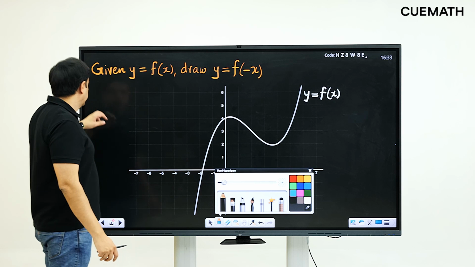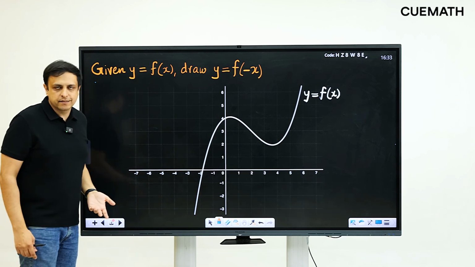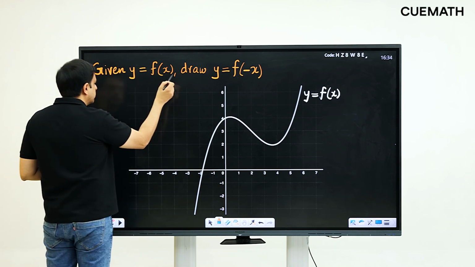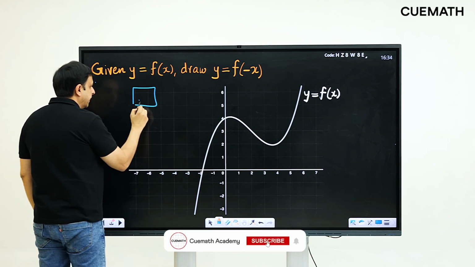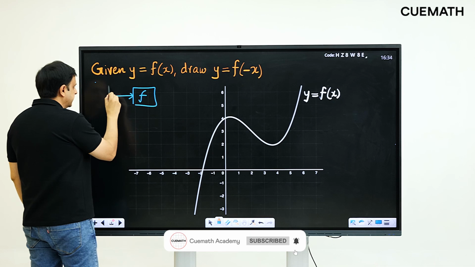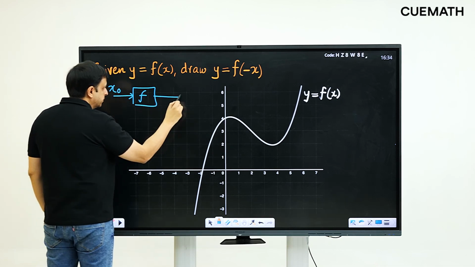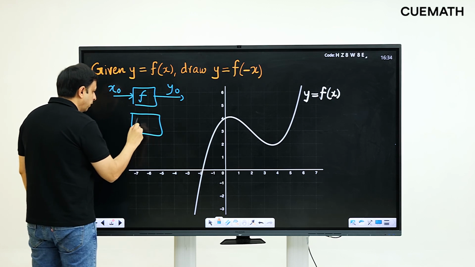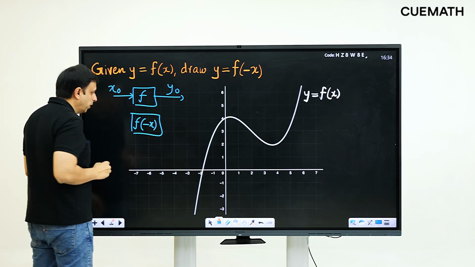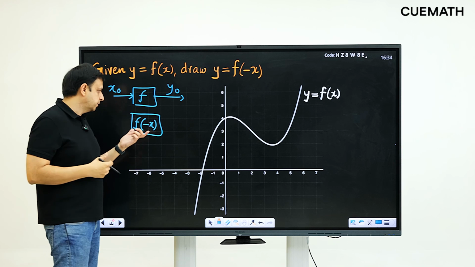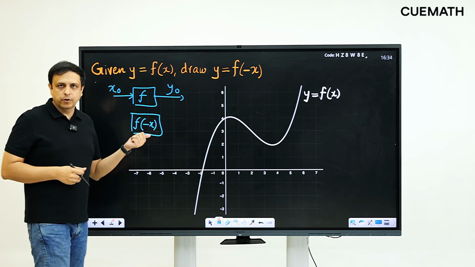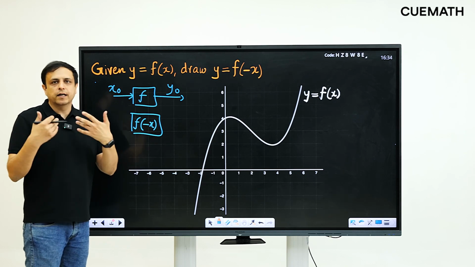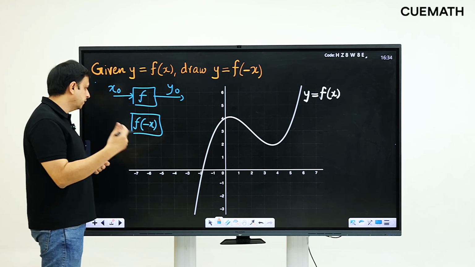And once again, thinking of functions as machines helps us understand this situation as well. Now, if you think of your original function f of x as a machine f, which takes, let us say, some input x naught to produce an output y naught, then this new machine, which is f of minus x, what does this do? How do you think about this machine? Well, it takes some input, it first inverts that input because we have a minus x here, and then it applies the function on top of that inverted value.